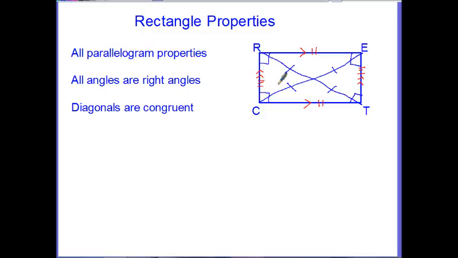Now I want you to look real carefully at these triangles. What I notice here is that I have 2 different pairs of congruent isosceles triangles. The left and the right, the top and the bottom. So just kind of make a mental note of that.